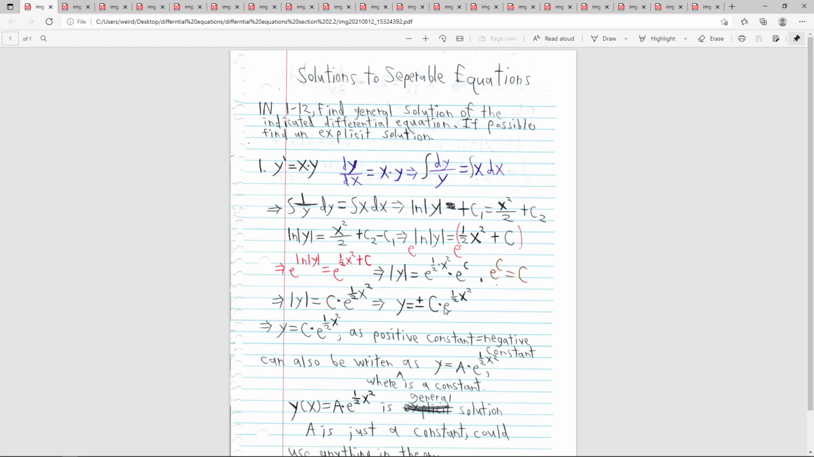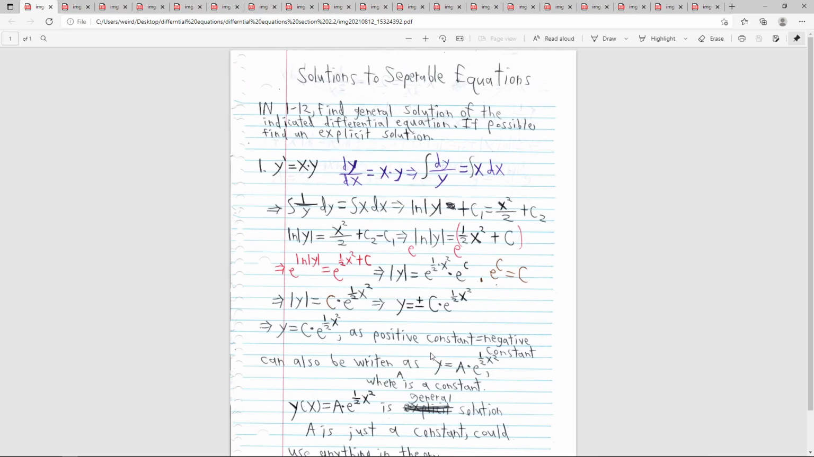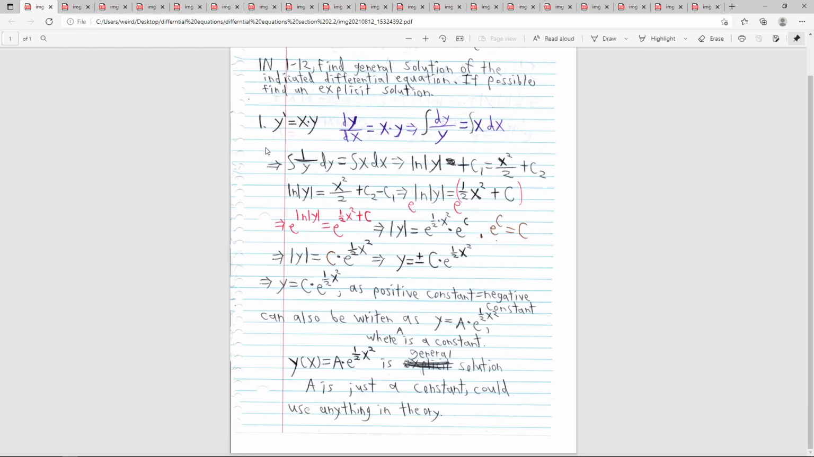So, solutions to separable equations. First, we're going to do several examples, problems 1 to 12. We find the general solution of the indicated differential equation, and then we find an explicit solution if it's possible, but in most cases we won't really find it. We'll just find a solution and go from there. It just depends. The solution at the end will be what we have.